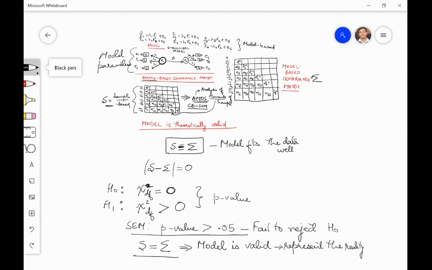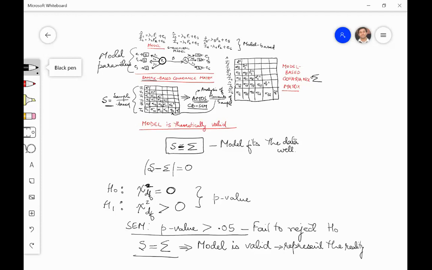Yes, Kunjal? Sir, I have a doubt. Yes, go ahead. In the chi-square test, we want the sample-based data to be equal to the model data. That means there should be no difference. No difference. Yeah, if I'm failing to reject the null hypothesis, yes, correct, sir.